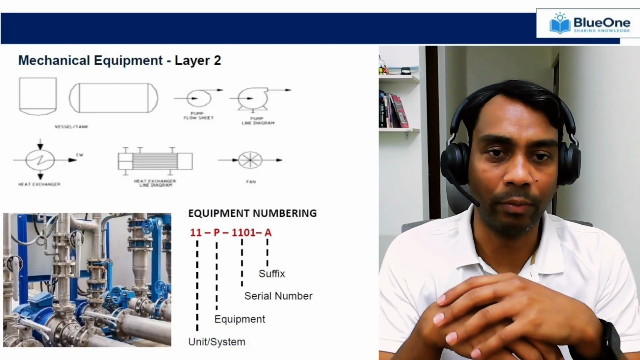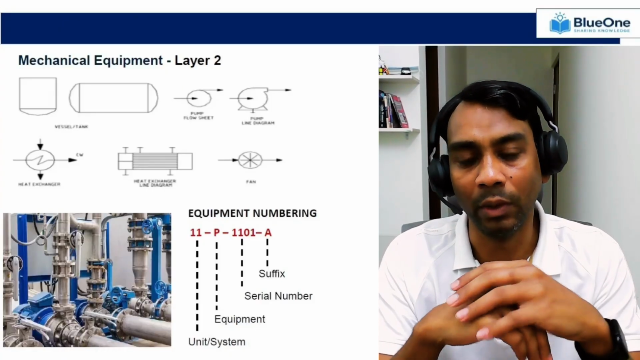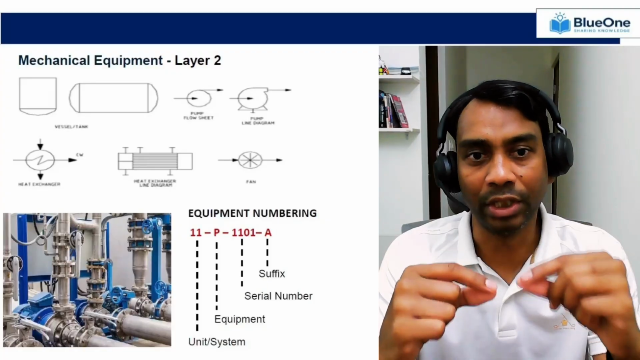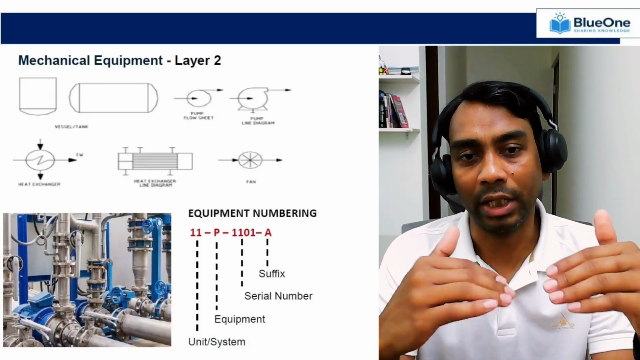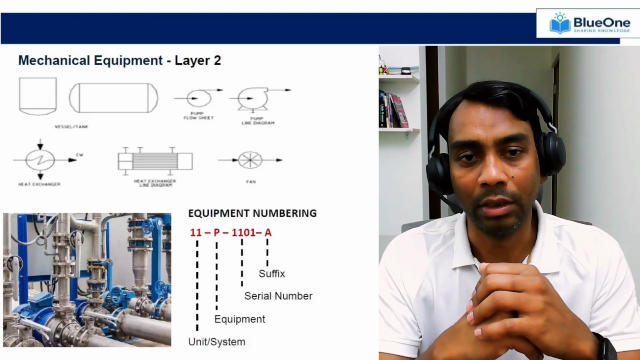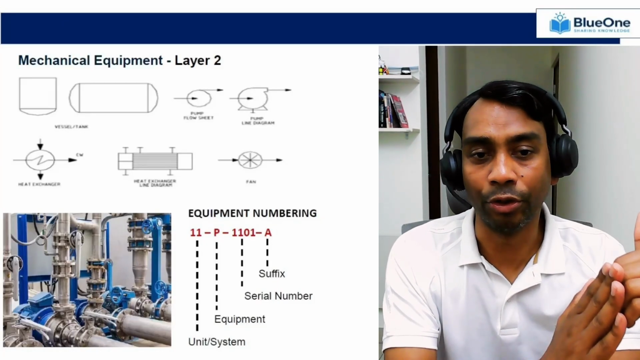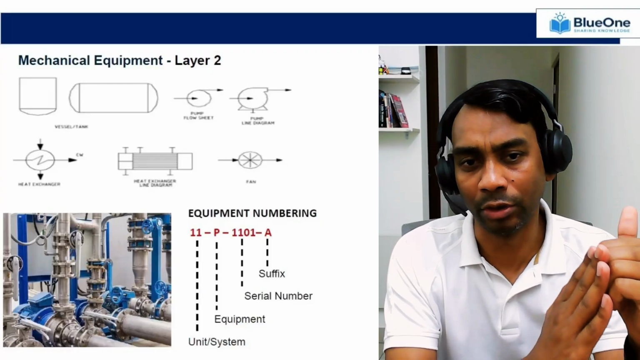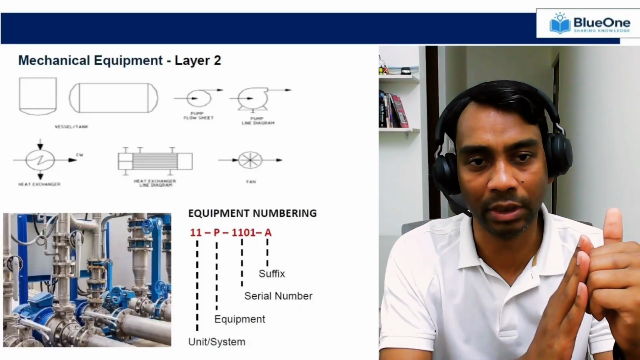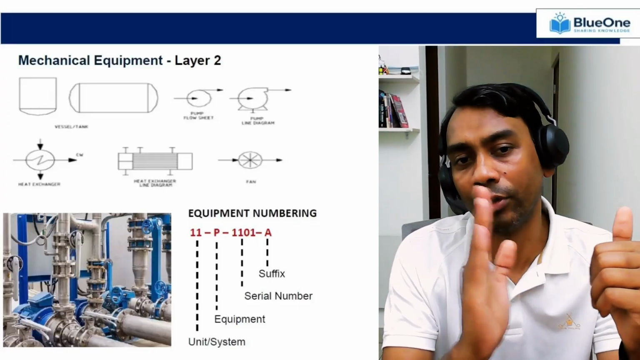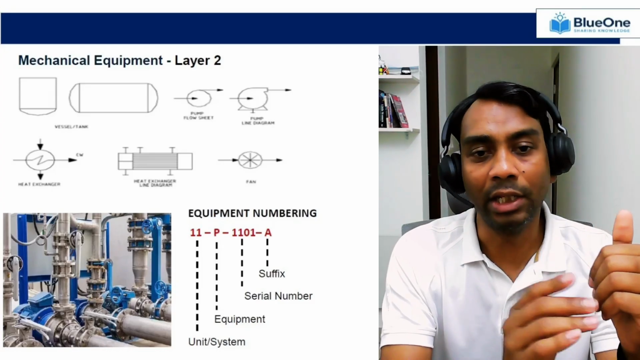How to identify equipment numbering? If you go to any typical P&ID, it will have a unique number for each and every equipment. Here is how to decode the equipment number. Your first 2 or 3 digits will be your unit or system number. Then you will have your equipment type. It may be a pump, a compressor or a heat exchanger. That will be your second letter. And then you will have your serial number.